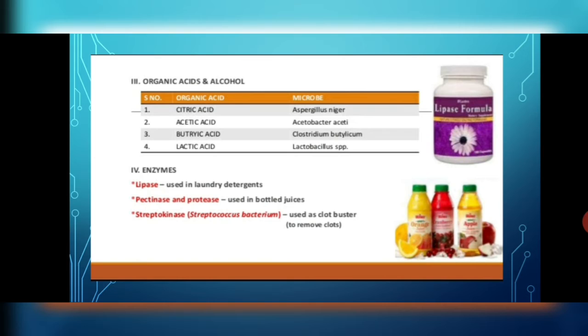Other products are various organic acids, like citric acid produced by Aspergillus niger, acetic acid by Acetobacter aceti, butyric acid by Clostridium butylicum, and lactic acid by Lactobacillus.